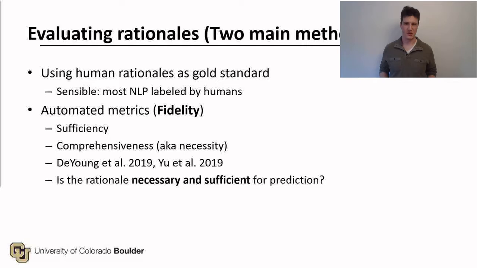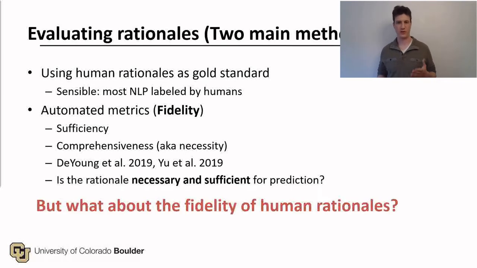So we have these two types of evaluation, but to the best of our knowledge, the question has not been answered of, what about the fidelity of human rationales? Do human rationales actually show optimal properties when they're evaluated by these automated metrics? And this is an important question because if there is a serious misalignment between these two types of evaluation, then it has to be resolved before we as a community can arrive at consistent standards for rationale quality.